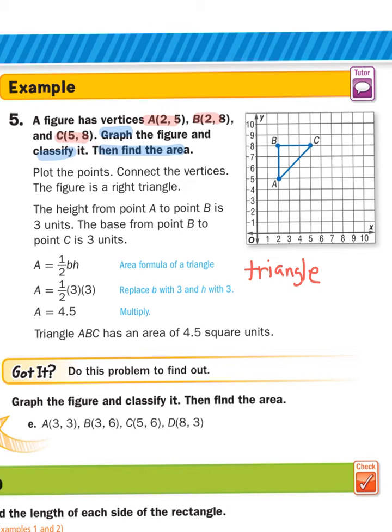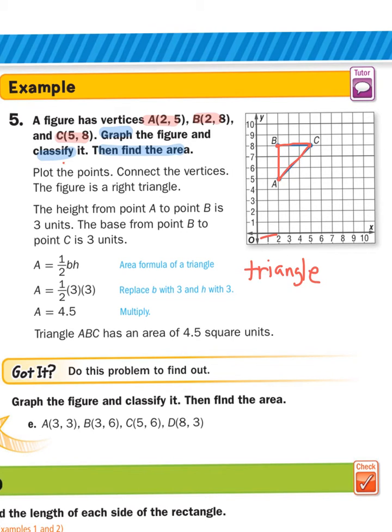Now, you probably want to be a little more specific as you're doing it. So then you would graph those points. A is at (2, 5): over 2, up 5, right there. B is at (2, 8): over 2, up 8. And C is at (5, 8): over 5, and up 8. So I would draw it. It's so beautiful.